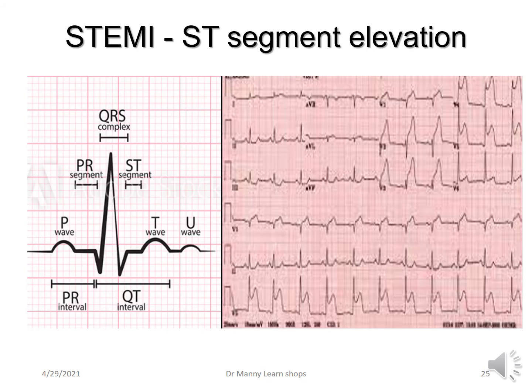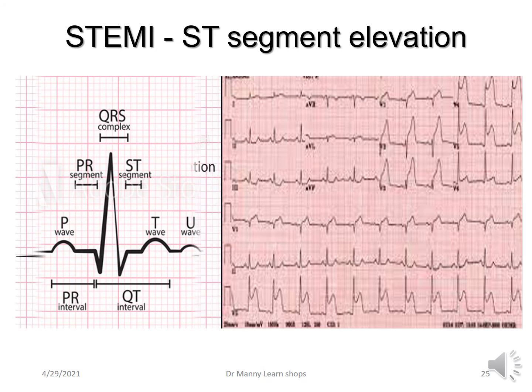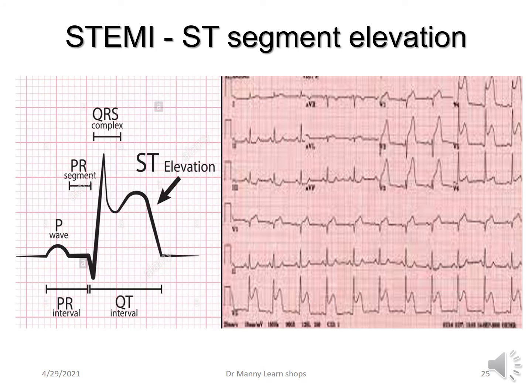When we look at STEMI, look at the normal ECG. We're looking at the ST segment elevation. So there it's isoelectric. Here there's elevation. And you've now got 1, 2, 3, 4, 5, 6, 7, 8 millimetres above the isoelectric line. This is ST segment elevation. And you can see on the ECG, you've got ST segment elevation in most of the leads. This is your 12-lead ECG.